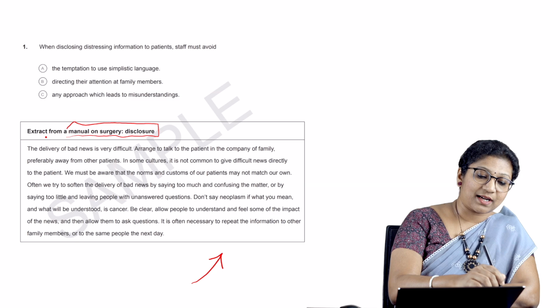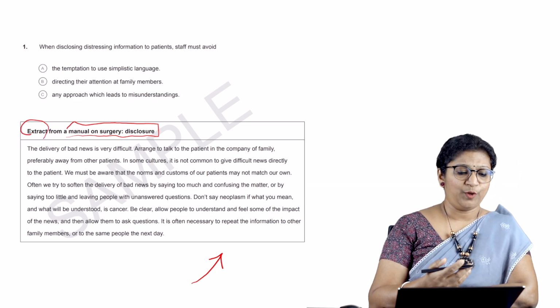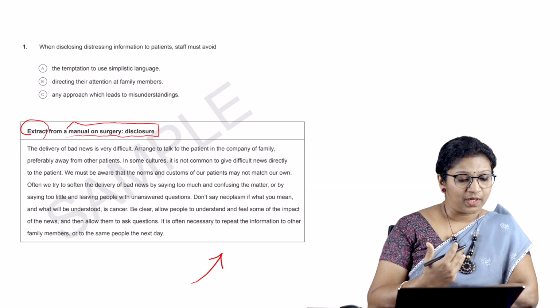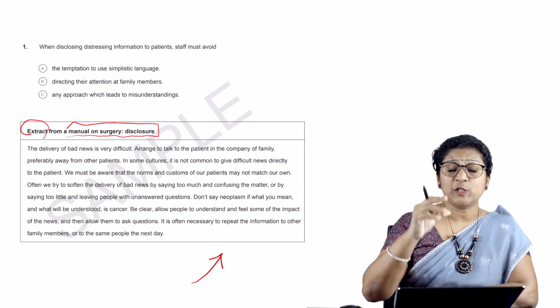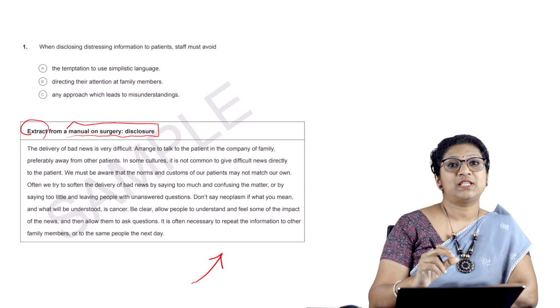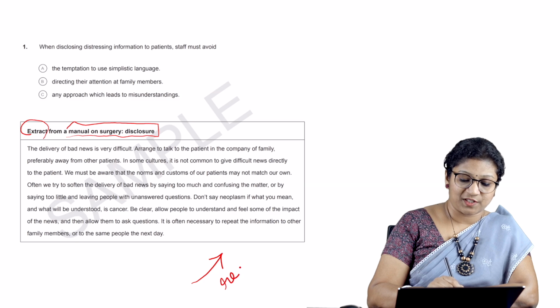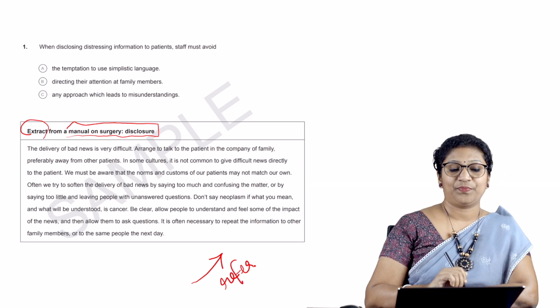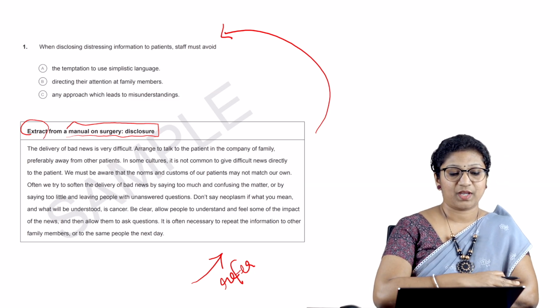Now the extract is taken from that manual, and as you can see, there are just a few lines here, maybe in total 8 or 10 lines, that's it. So a small section of the manual on surgery is taken here. You're going to refer to this bit of extract and you have to answer the question given.